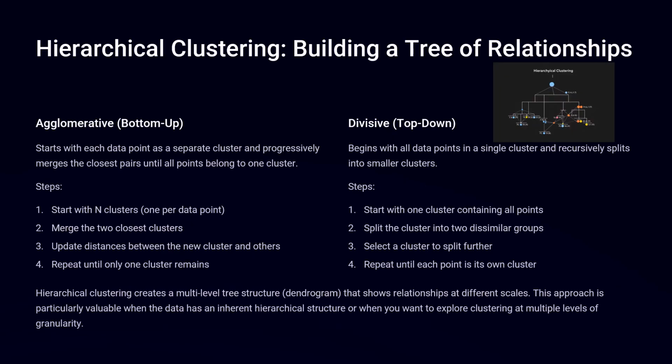Hierarchical clustering, building a tree of relationships. Agglomerative, bottom-up: starts with each data point as a separate cluster and progressively merges the closest pairs until all points belong to one cluster. Steps: start with n clusters, one per data point. Merge the two closest clusters. Update distances between the new cluster and others. Repeat until only one cluster remains.